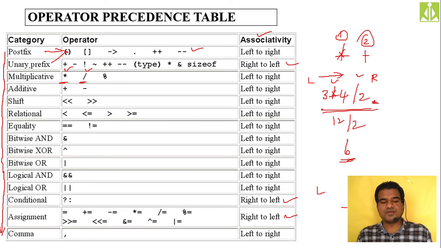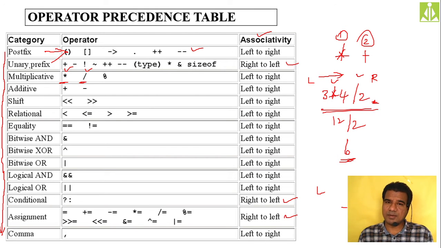Hopefully you understood. Whenever you have a complex expression, first try to apply the precedence rule. Applying associativity is not always required. We apply associativity when more than one operator has the same precedence level. Only then go for the associativity rule. If all the operators in the complex expression have different precedence values, then there is no need to go for associativity.